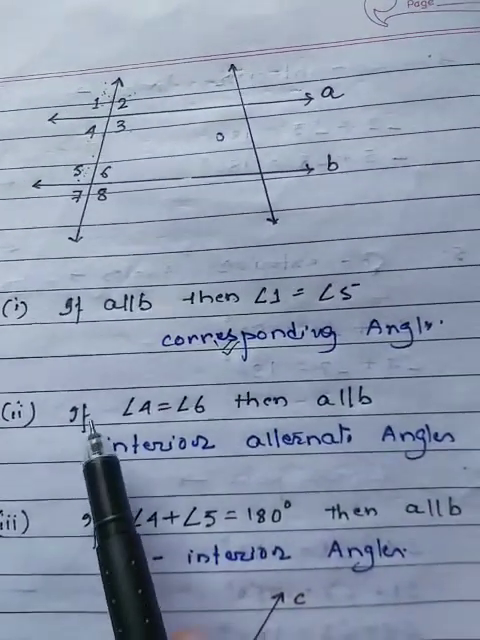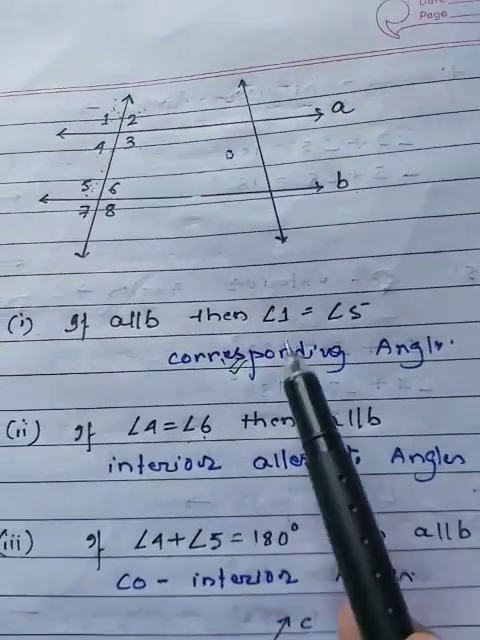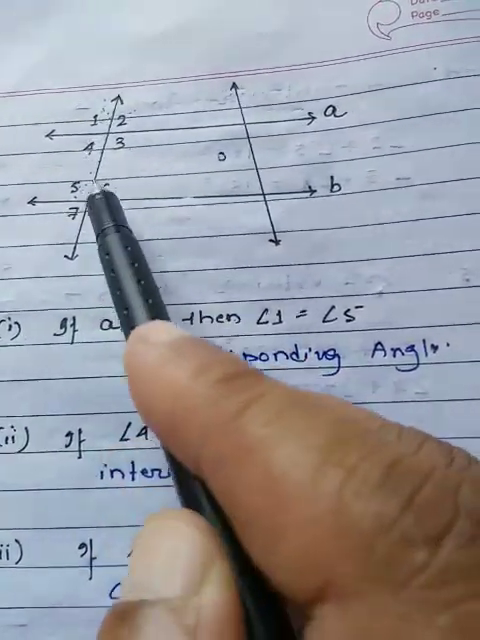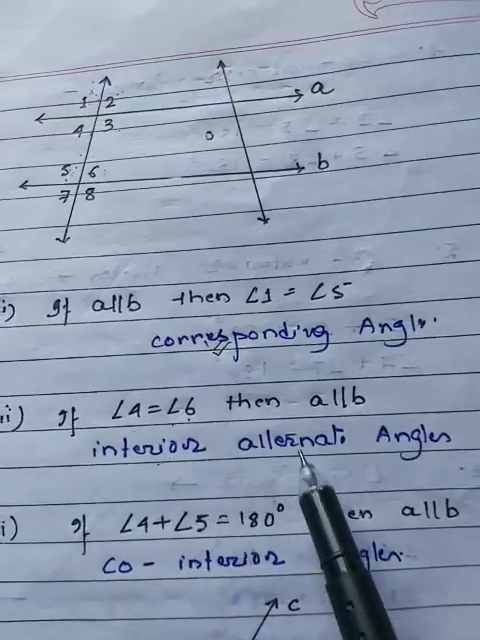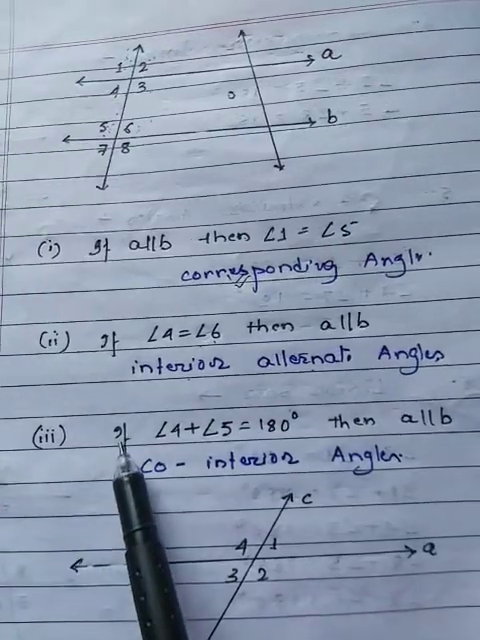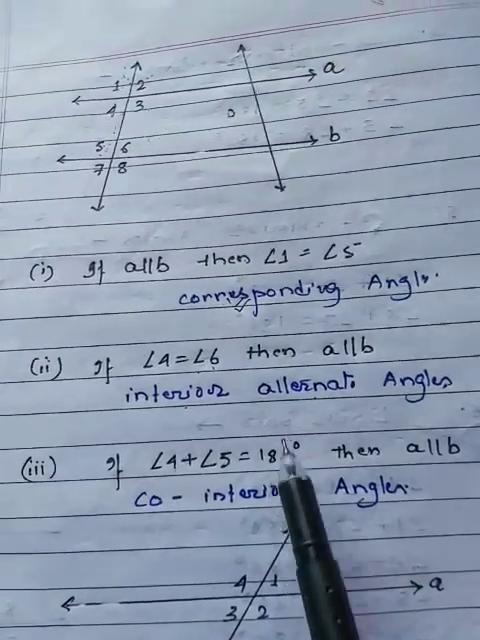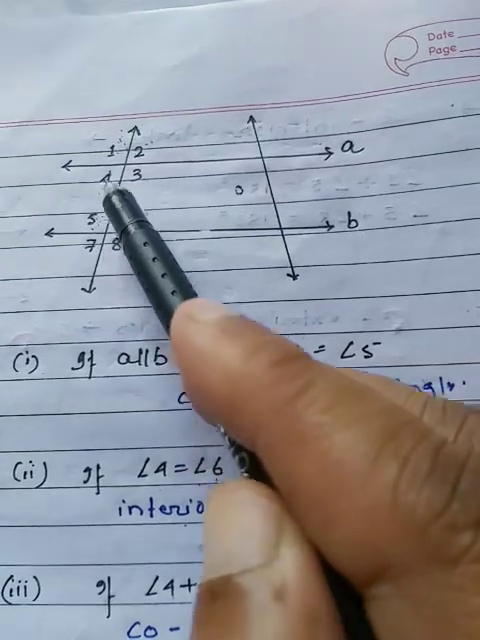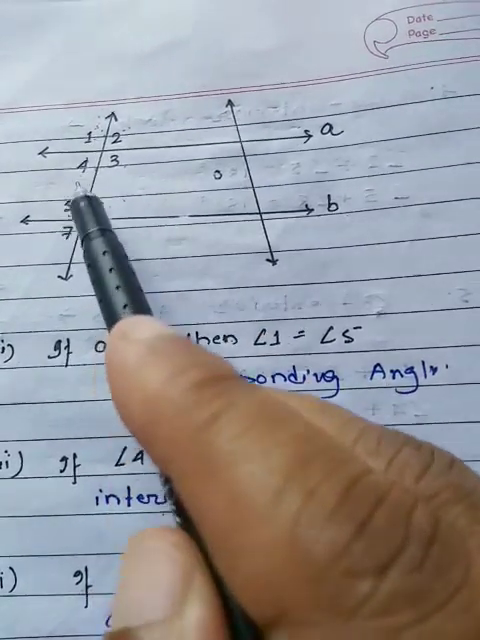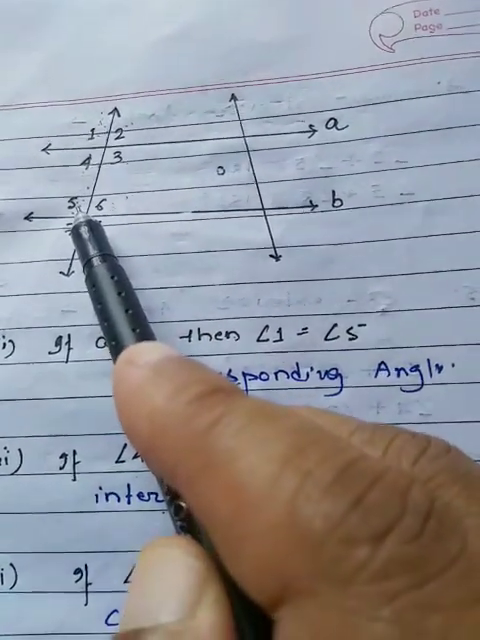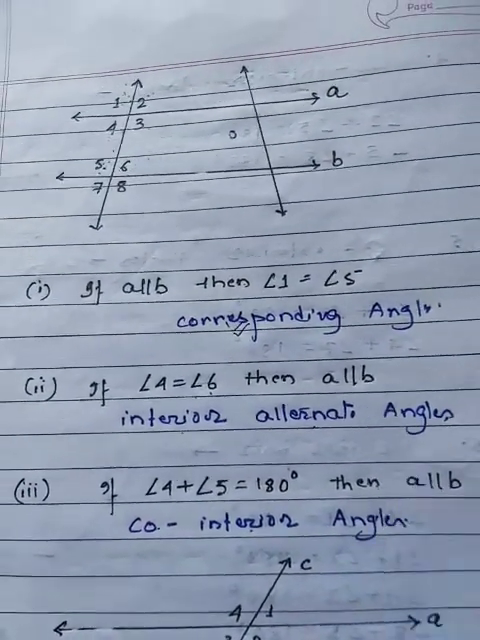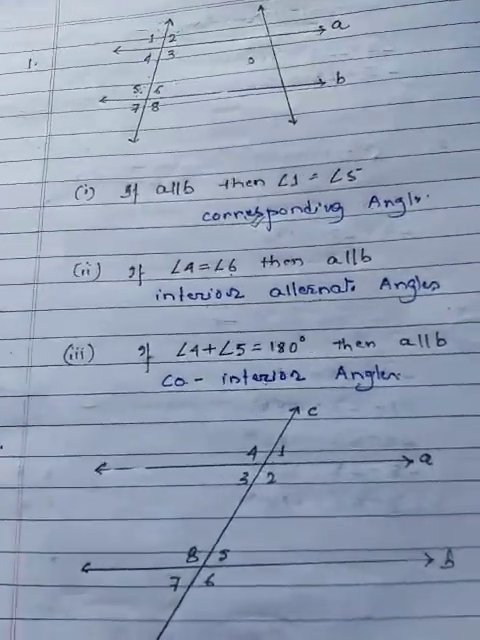Now let's talk about another question. If angle 4 is equal to angle 6 and these two lines are parallel to each other, why are they equal? Because they are interior alternate angles. Number 3, if angle 4 plus angle 5 is equal to 180 degrees, the sum of these two angles is equal to 180 degrees when these two lines are parallel to each other. Why am I saying that angle 4 plus angle 5 is equal to 180 degrees? Because they are co-interior angles. So you have to state the property, why we are saying this.